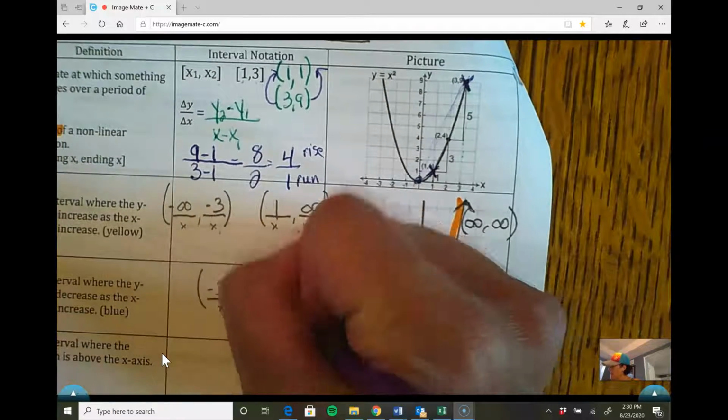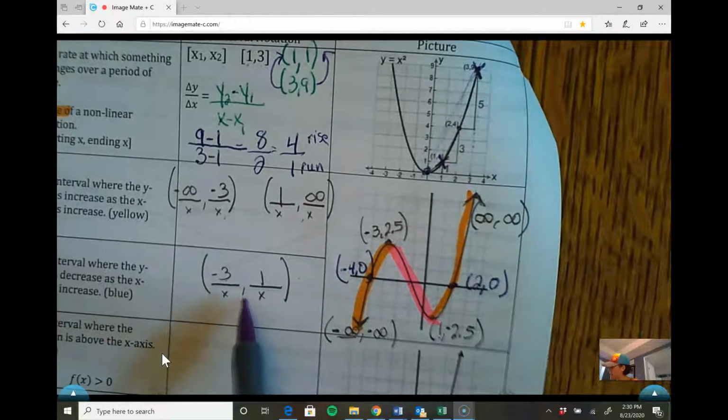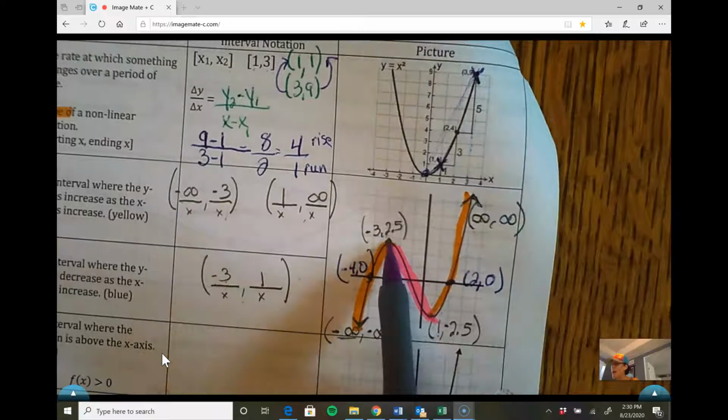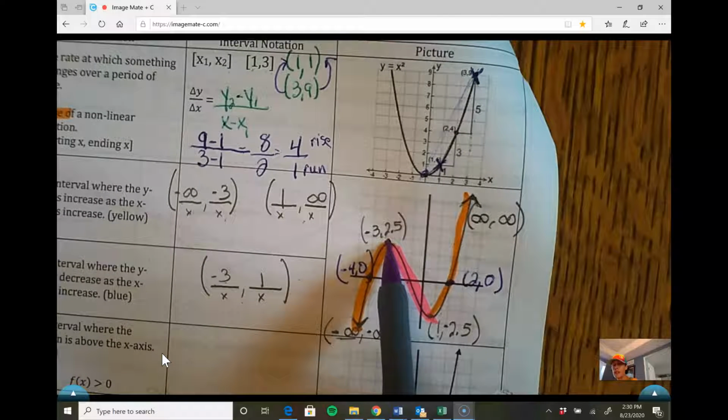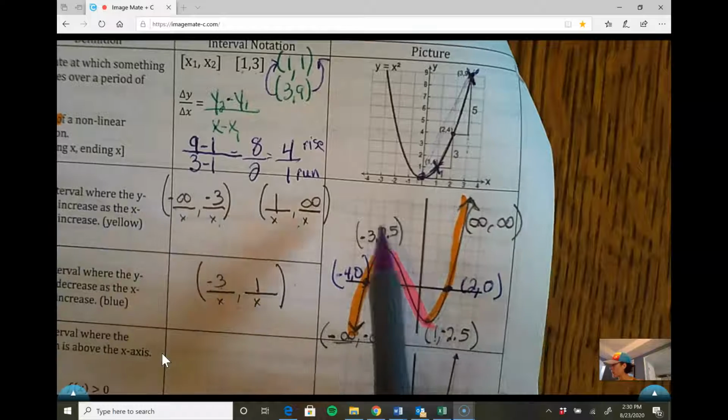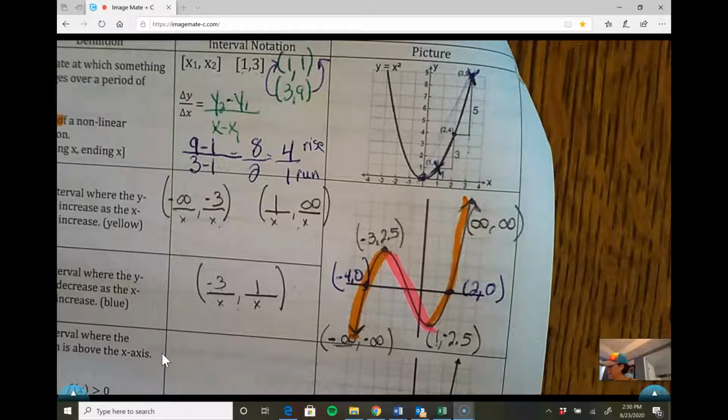All right, so let's just use this as our example. We're going to the top, and when we get to the top, we're at -3, we're not increasing or decreasing. We're kind of at a resting spot. So I'm not going to include -3, because at -3 I'm not increasing, I'm not decreasing, I'm resting. So we don't want to include -3. And the same idea there, all right?